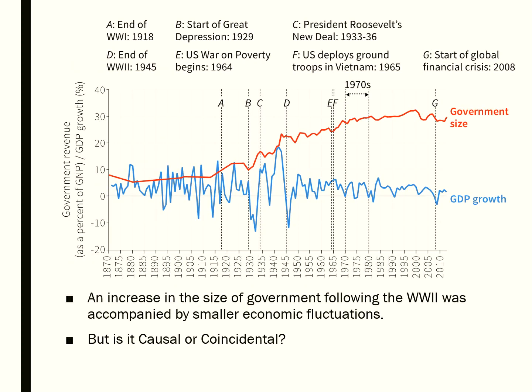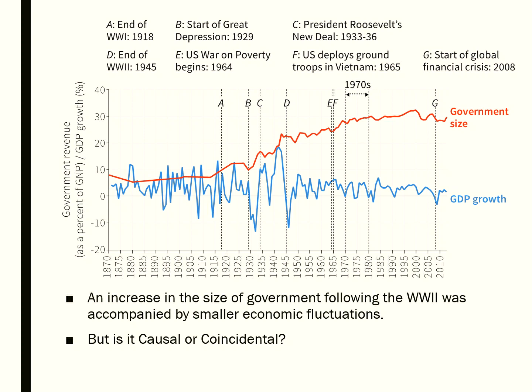Let's begin the descriptive analysis with the historical evidence. The red line here is the government size relative to GDP, and the blue line is the GDP growth rate. As you can see, there is a secular increasing trend of the government size, and at the same time, the GDP growth rate tends to be more stable after the Second World War. It seems as if a bigger government can smooth the economy.